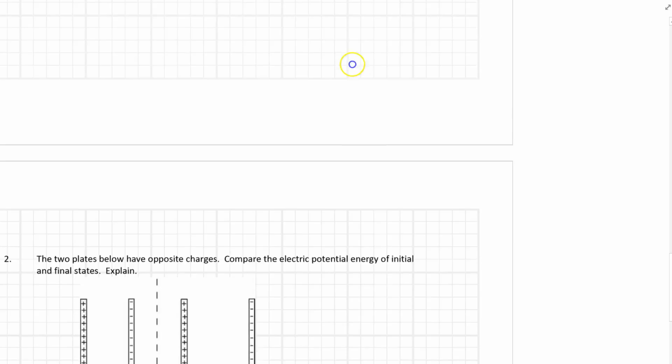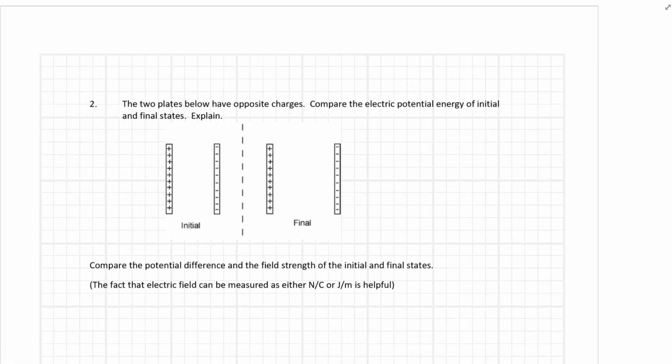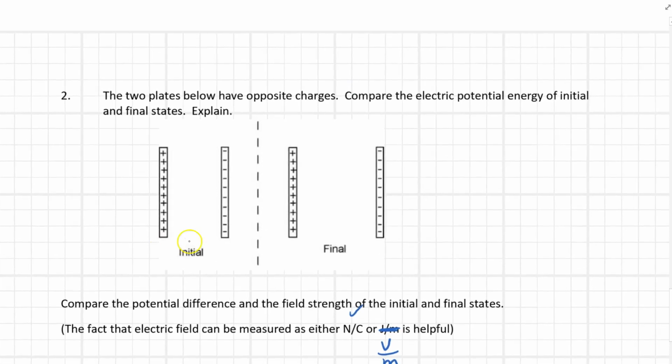Okay, we've got one more question here. I noticed there was a little bit of a typo here. The electric field can be measured in newtons per coulomb. I like that, but it's not joules per meter. It's volts per meter.